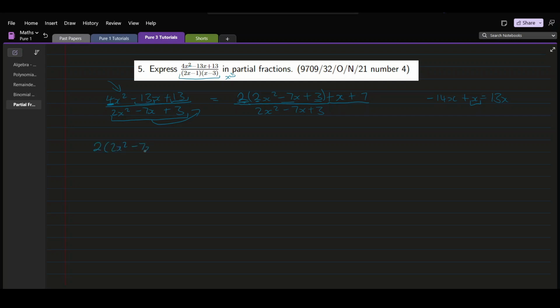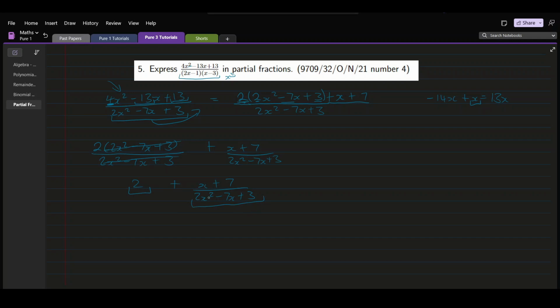So this becomes 2 times 2x squared minus 7x plus 3 over the denominator, 2x squared minus 7x plus 3, plus x plus 7 over 2x squared minus 7x plus 3. And now you notice that we can get the constant that we were looking for. If we cancel out, we end up with a 2 plus x plus 7 over 2x squared minus 7x plus 3. So now we have our constant, and the fraction that remains is a proper fraction, and we can deal with it as normal.